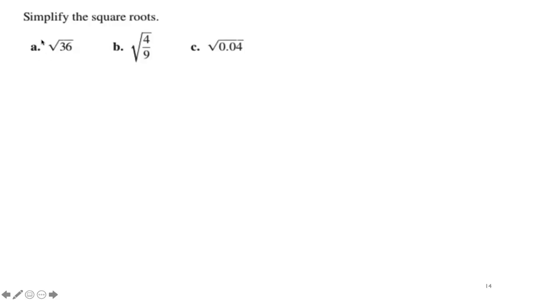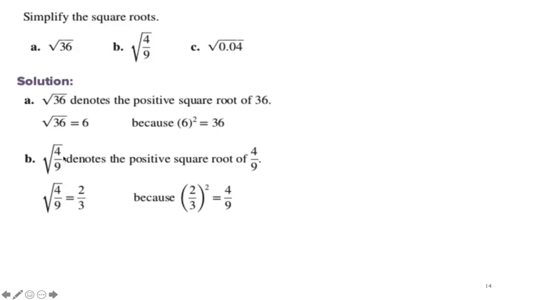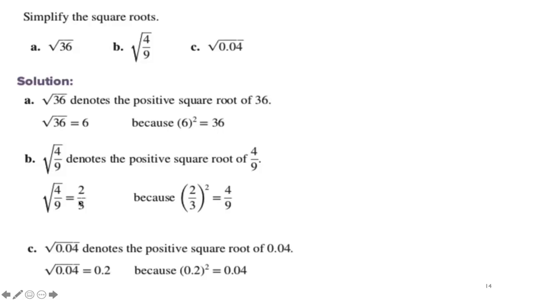Okay, so for example, what is the square root of 36? Again, this denotes the positive or the principal square root. So this answer is exactly 6. It's not -6, even though -6 is a square root of 36. This symbol denotes the positive square root, which is only 6. In the same way, the principal square root of 4/9 is 2/3. Again, we only look at the positive. This notation is only for positive. So 0.2 is the positive square root of 0.04. So this notation denotes the positive square root.